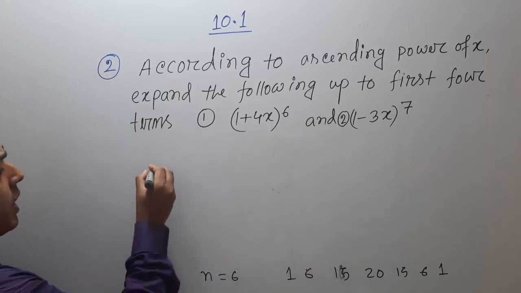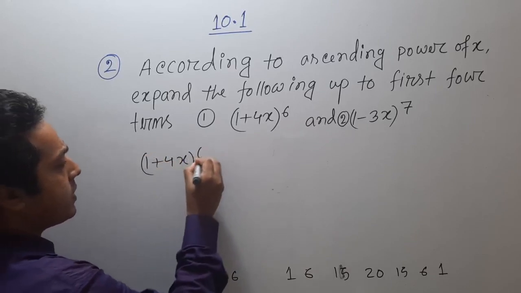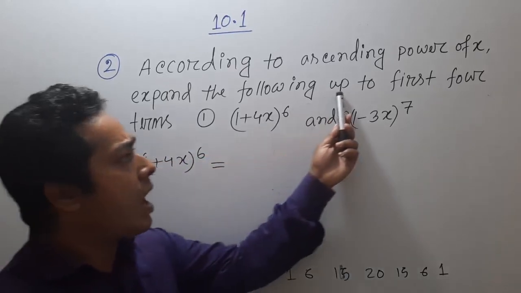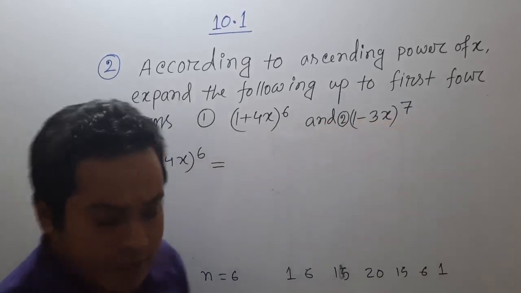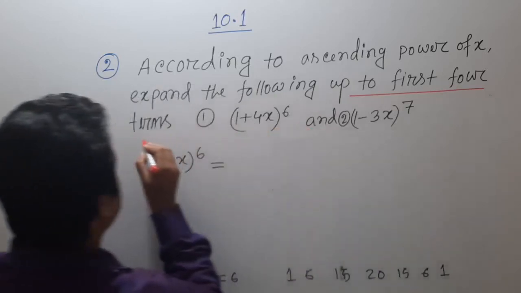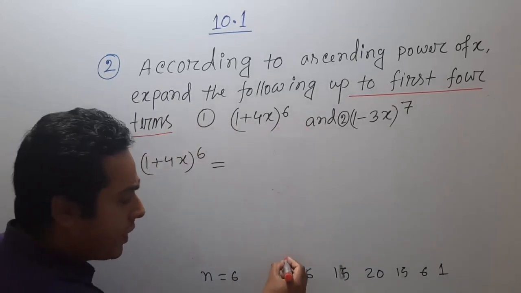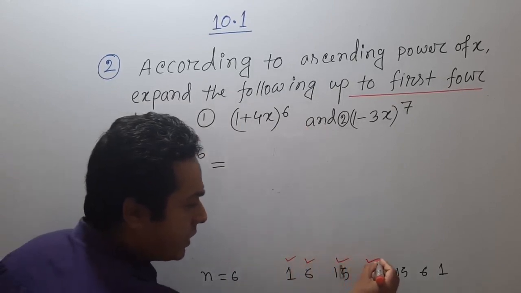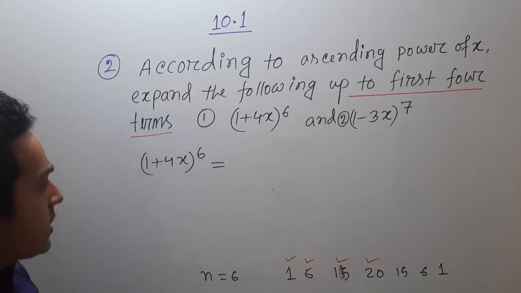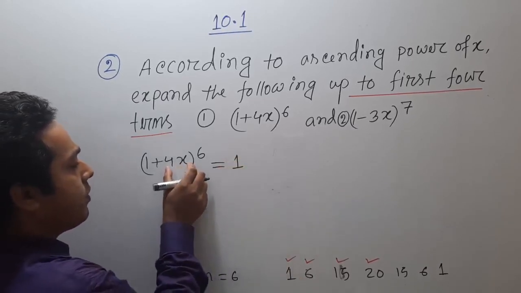Now, (1 + 4x)^6. Here we want to expand up to the first 4 terms, so we need the first 4 coefficients. The first coefficient is 1 and this is 4x.